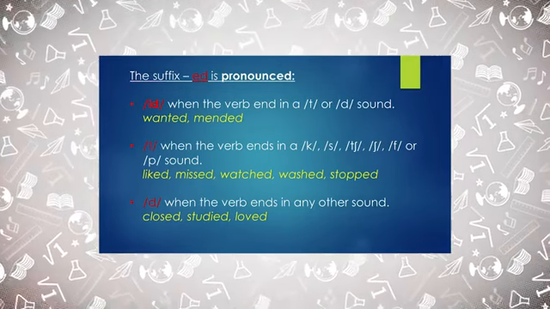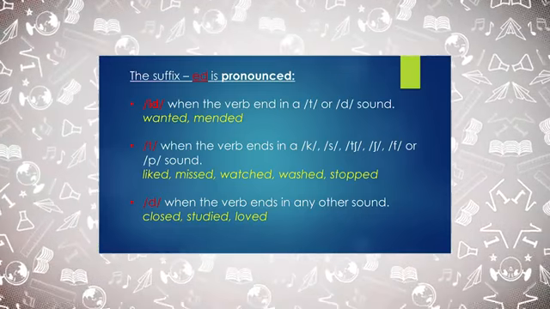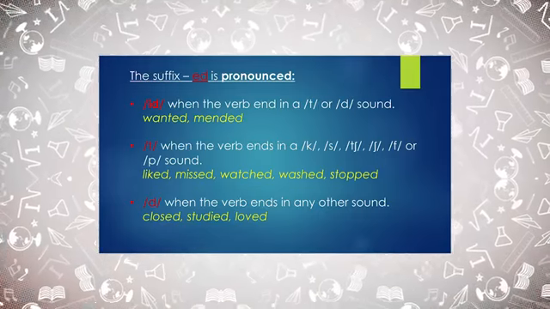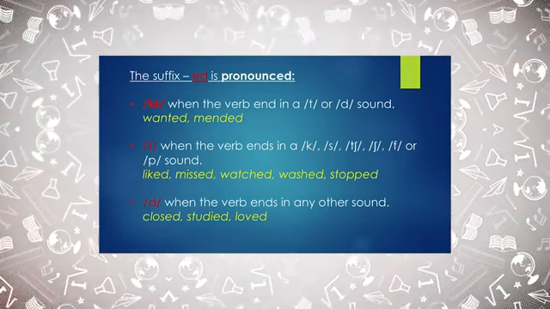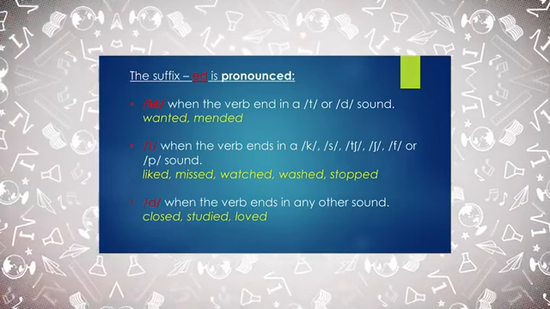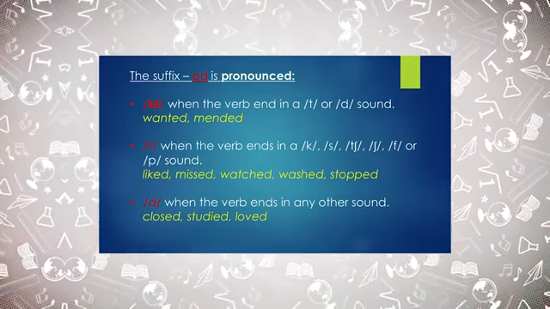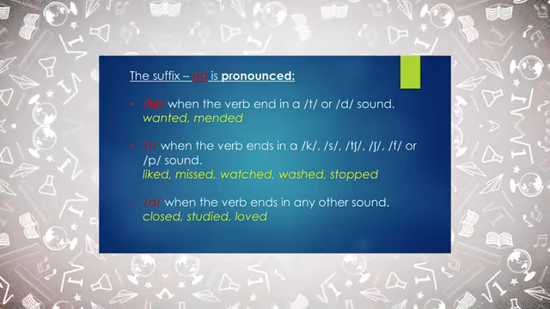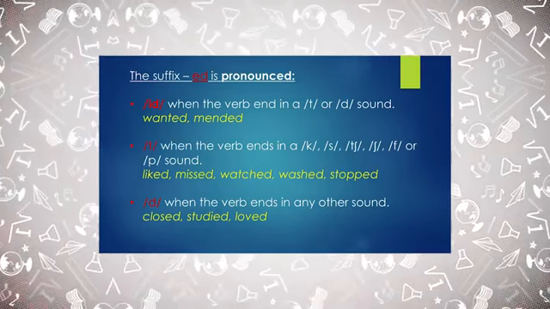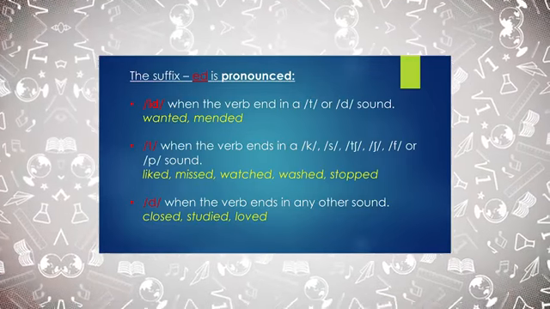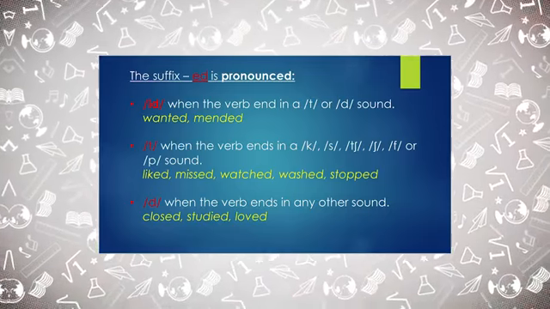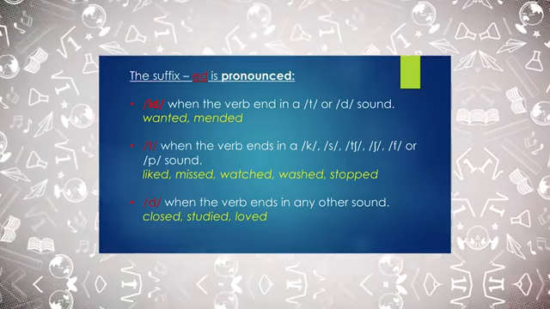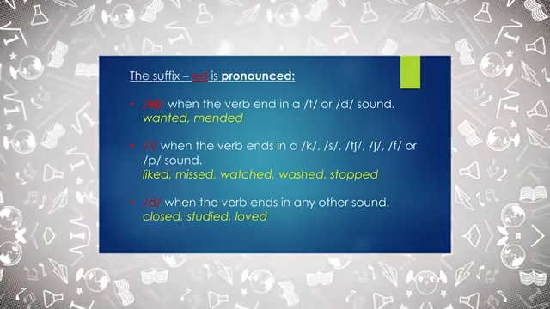It can be pronounced as t when the verb ends in k, s, ch, sh, f, and p. In this case, we pronounce the ed suffix as t, like liked, missed, watched, washed, or stopped. In all the other examples, we pronounce it with d. D when the verb ends in any other sound, like closed, studied, loved.